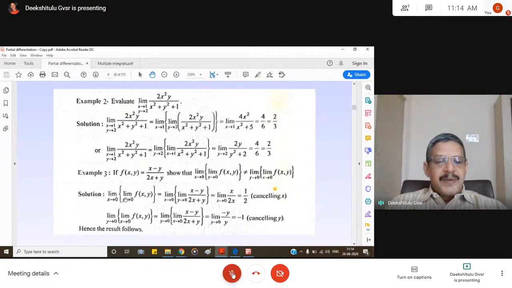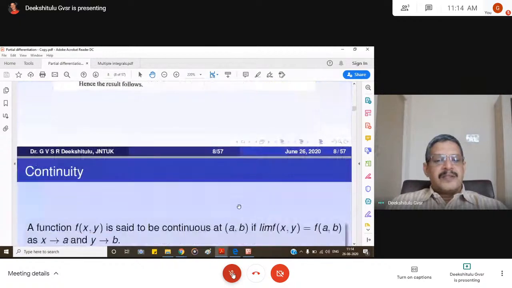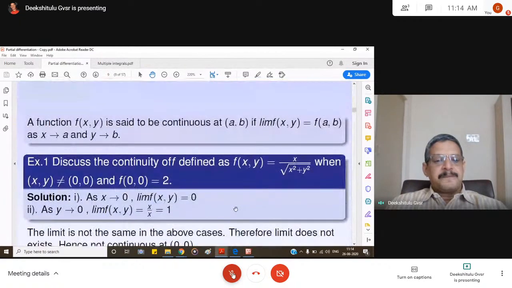And now change the limits. X goes to 0 and y goes to 0. And if you put x is equal to 0, this will be cancelled. So what we have, minus y by y, limit y goes to 0, this is minus y. Then what are the limits? 1 by 2 and minus 1. Hence, the limit does not exist. Okay.